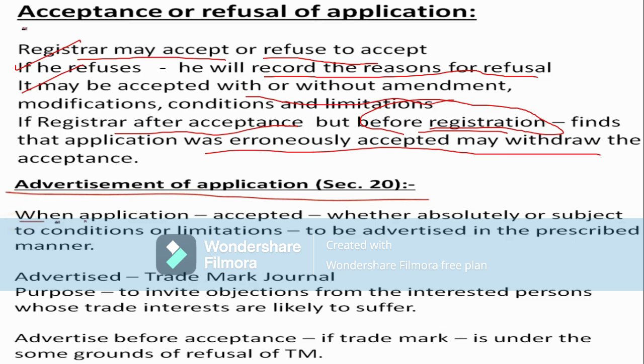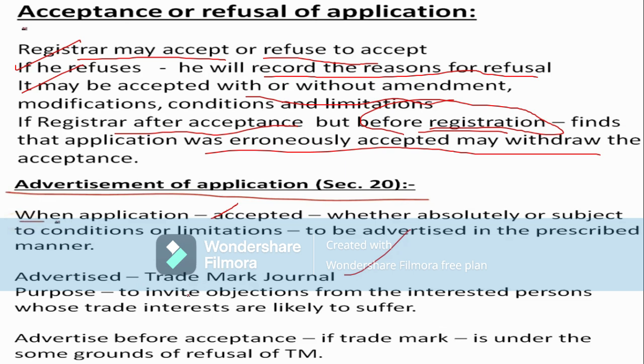The third step is advertisement of application, according to section 20. When the application is accepted, he will go to the next stage, advertisement. After acceptance, whether absolutely or subject to conditions or limitations, it is to be advertised in the prescribed manner. The accepted application must be advertised in the trademark journal. The trademark office has its trademark journal and website, and they will post it in that trademark journal.